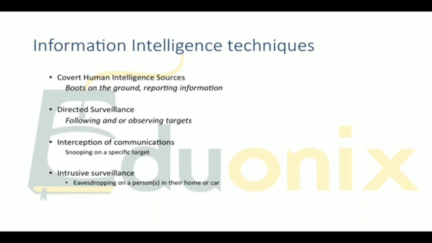capabilities, etc. So here we have covert human intelligence sources, which is boots on the ground reporting information back to you. Directed surveillance, following and or observing targets. Interception of communications is snooping on a specific target. And intrusion surveillance, which is eavesdropping on a person in their car, home, anywhere in their personal space.